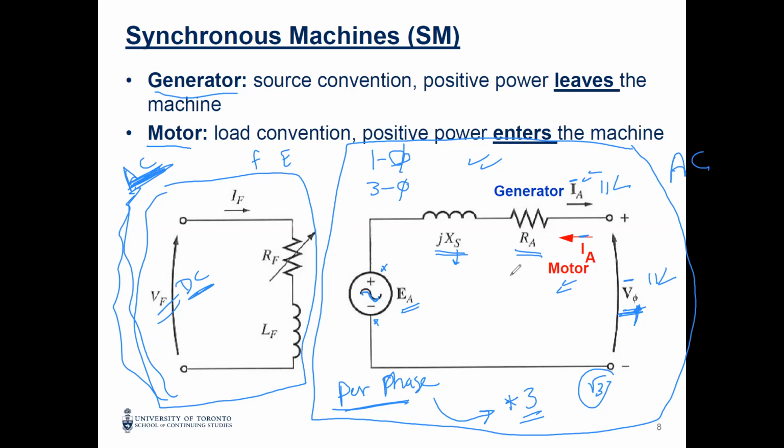So this is the equivalent circuit. Because this one is DC and this part is AC, we are not going to do what we did with DC machines. We're not going to connect this in parallel and call it shunt, or in series and call it series. No, it's always separated like this, similar to the separately excited one.